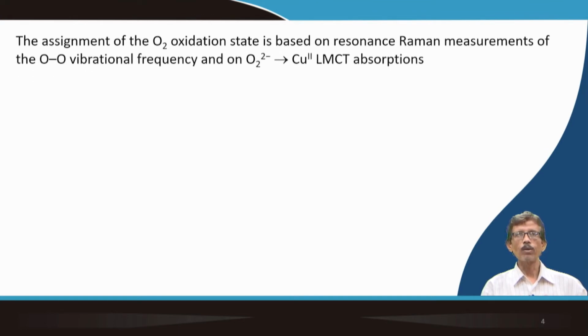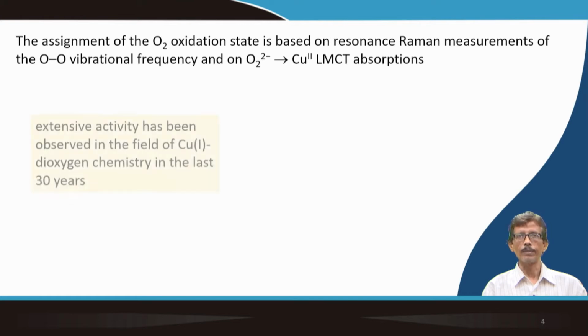For the assignment of the O2 oxidation state, whether it is 1 minus or 2 minus, superoxide or peroxide, we use vibrational stretching frequency measuring techniques such as FTIR. Since O2 here is symmetric, we will be using the resonance Raman or RR technique, and also the electronic transitions to identify the LMCT transition.